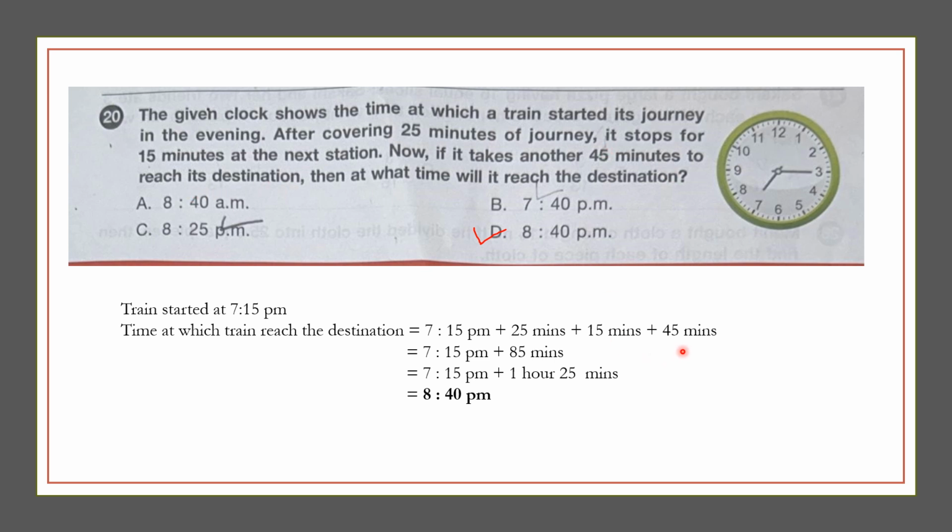So add 45 minutes. So 25 minutes plus 15 plus 45 minutes will be 85 minutes, or we can say 1 hour 25 minutes. So we will add 1 hour here, so it will be 8, and then 25 minutes will be added to 15. So it will be 8:40 p.m. So our answer is option D.